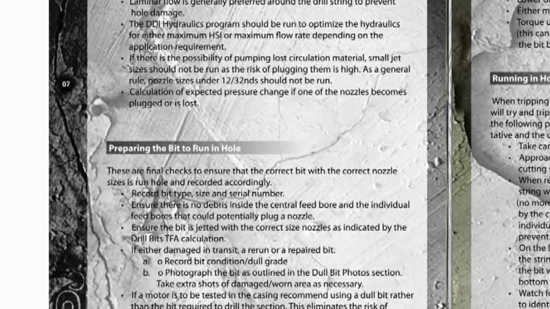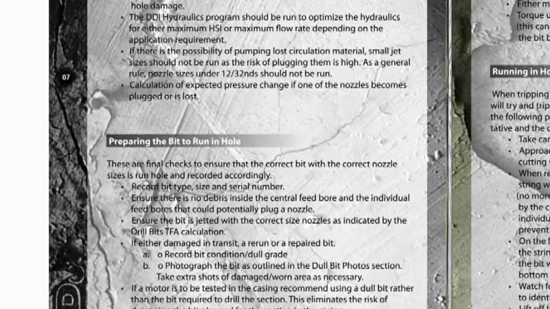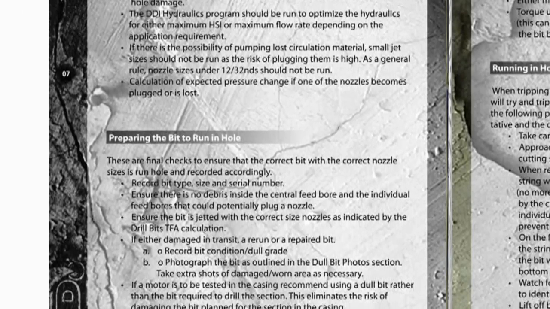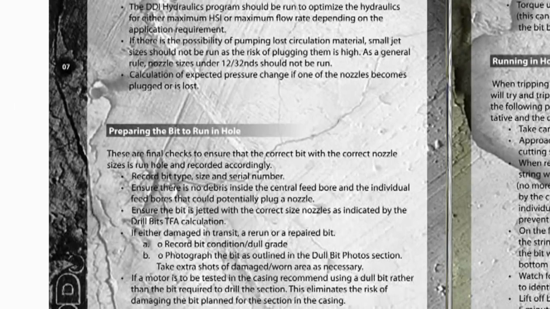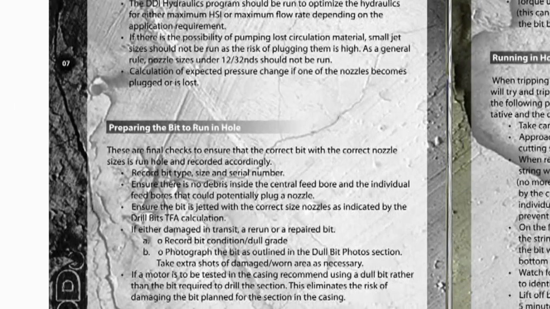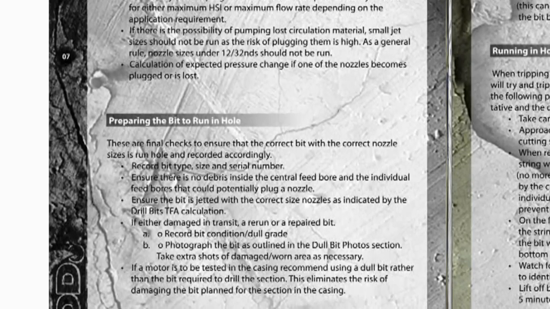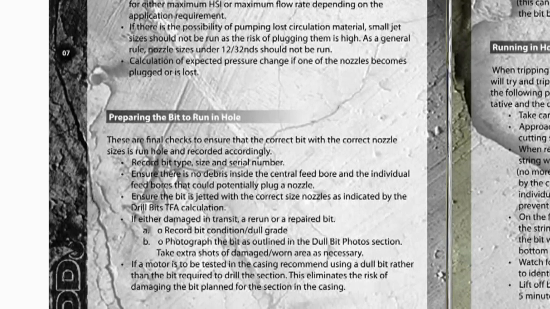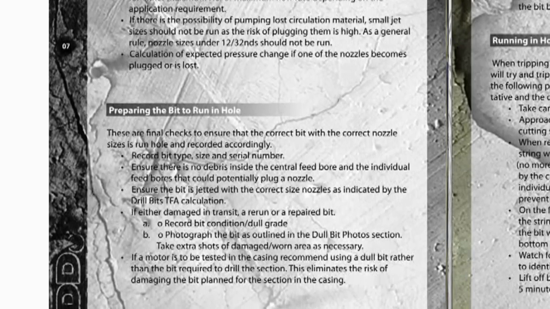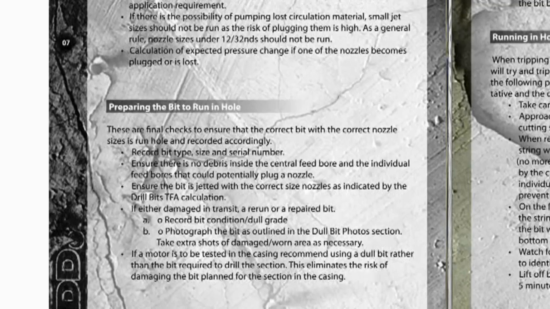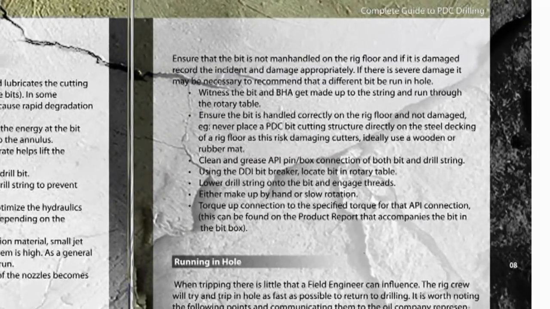If damaged in transit, a rerun, or a repaired bit, record bit condition, dull grade. Photograph the bit as outlined in the dull bit photos section. Take extra shots of damaged or worn area as necessary. If a motor is to be tested in the casing, recommend using a dull bit rather than the bit required to drill the section. This eliminates the risk of damaging the bit planned for the section in the casing.